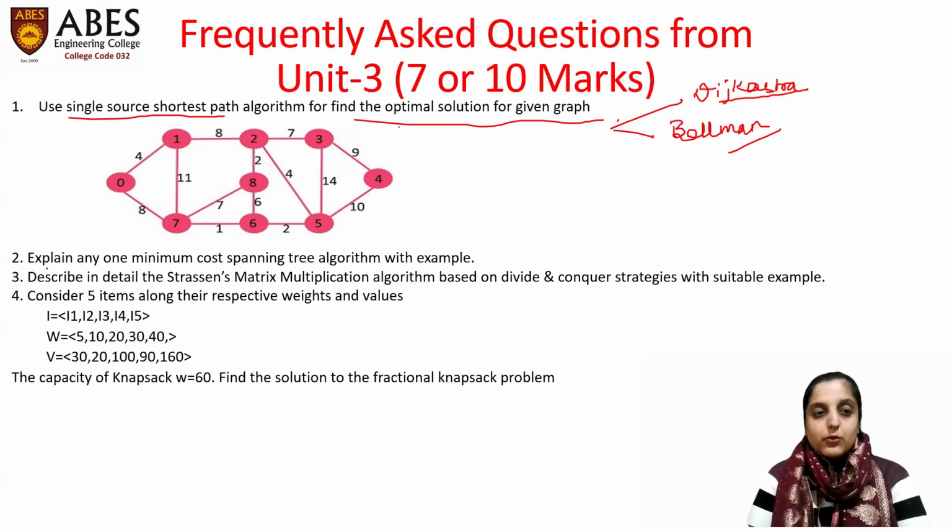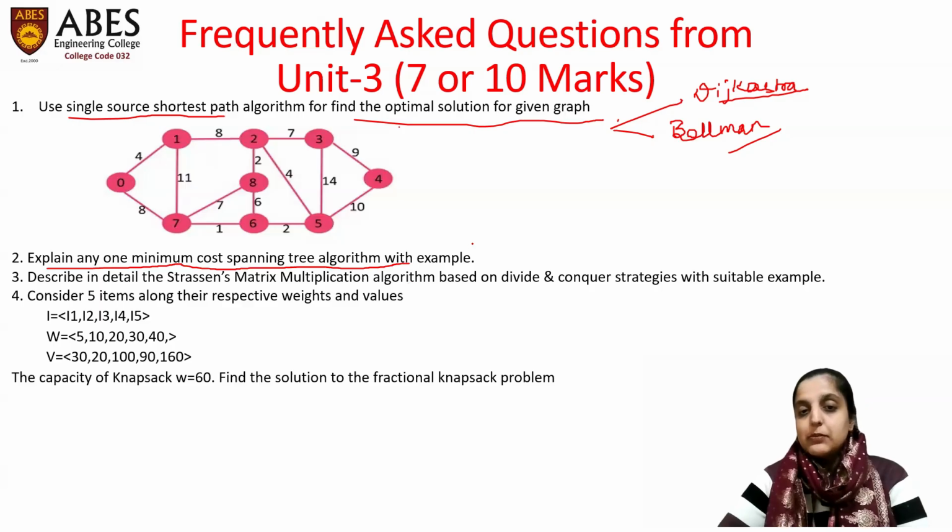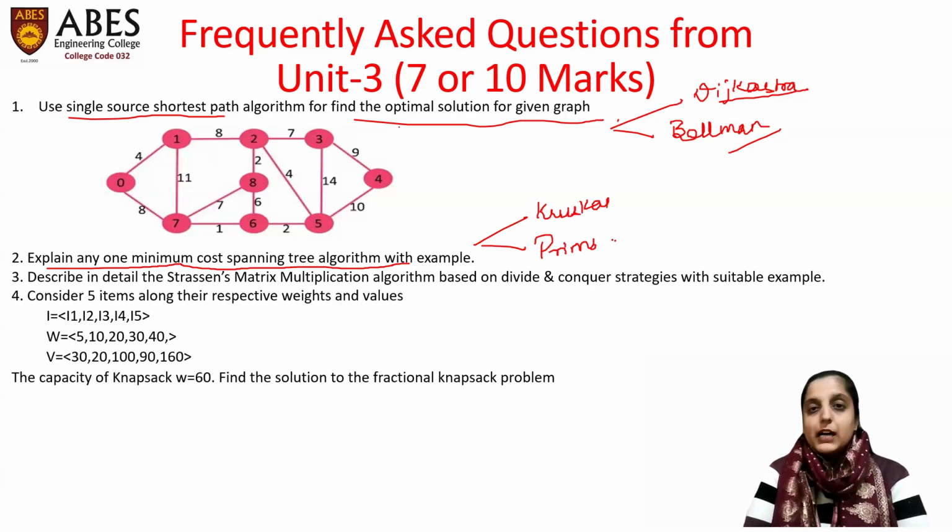Now, the next question is: explain any one minimum cost spanning tree algorithm with example. In our syllabus we have two minimum cost spanning tree algorithms: one is Kruskal's algorithm and the other is Prim's algorithm. If this question is asked for 7 or 10 marks, then the best thing is to take help of an example. Just draw one graph and try to solve it in the same manner as we have discussed in our videos, and write the algorithm.